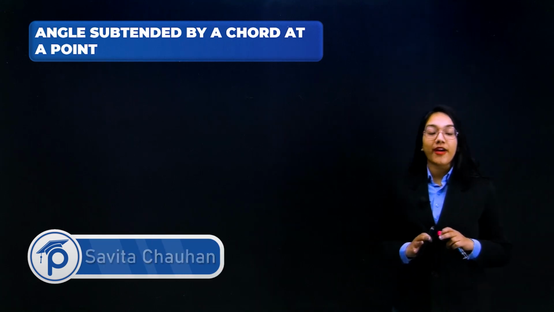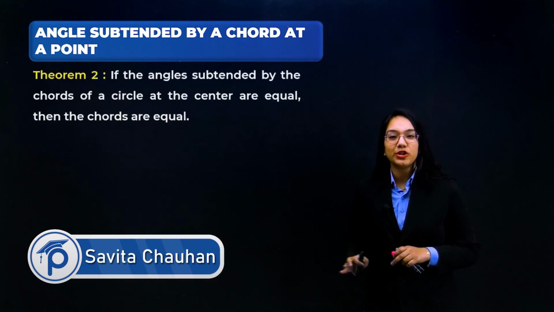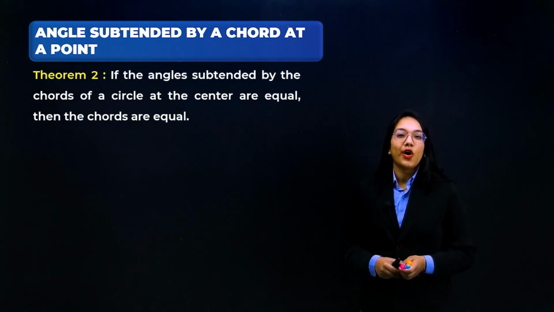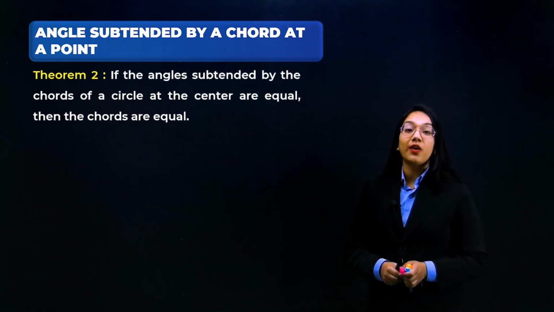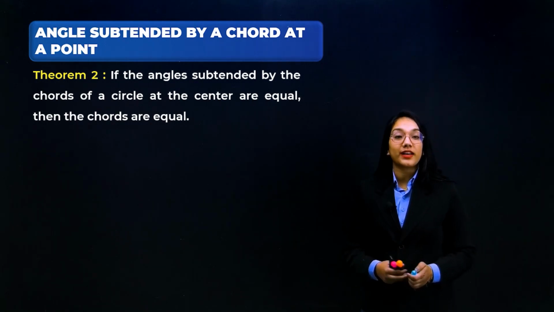Now let us suppose I'm talking about the converse of the previous theorem, that is, theorem number 2, which says that if the angles subtended by the chords of a circle at the center are equal to each other, then the chords are equal. Now I just have to prove that the chords are equal to each other.